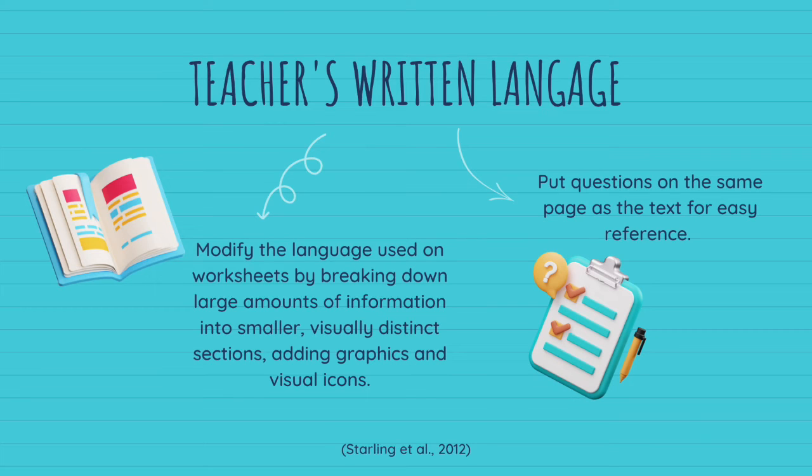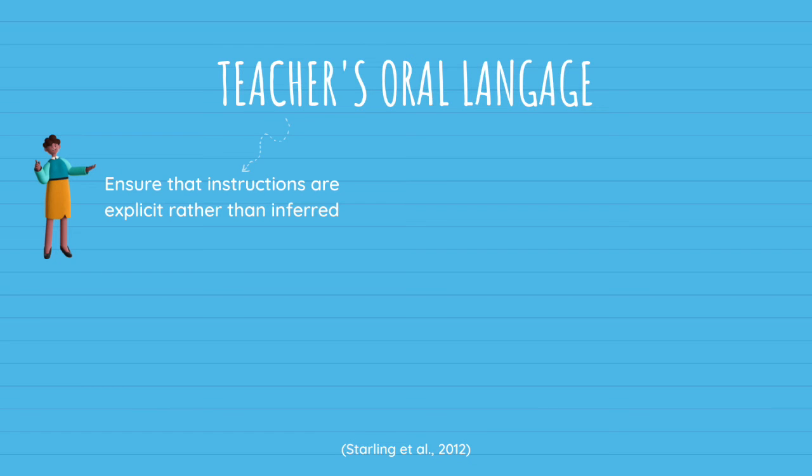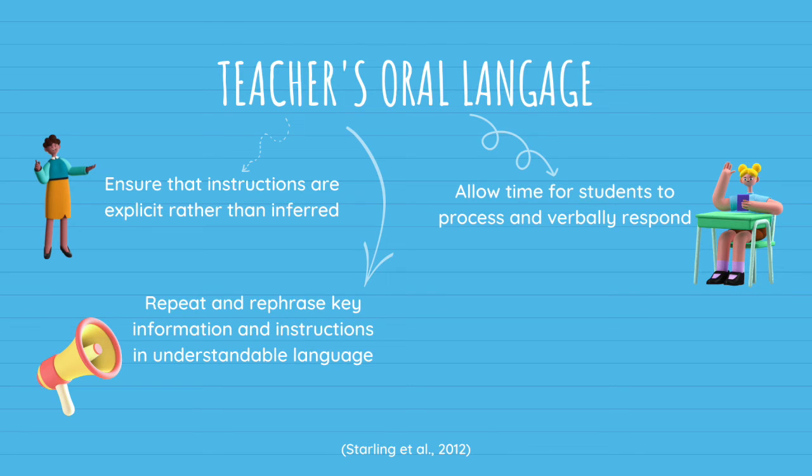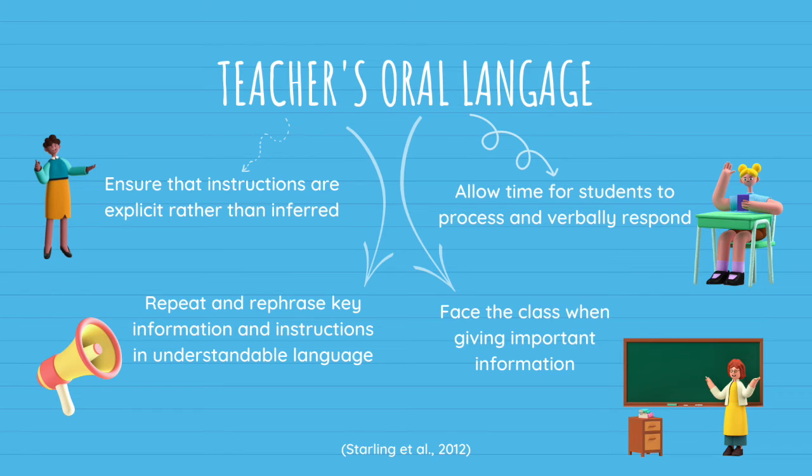Or they can put questions on the same page as the text for easy reference for the students. In teacher's oral language, a teacher can ensure that instructions are explicit rather than inferred, or allow time for students to process and verbally respond to any questions. They should repeat and rephrase key information and instructions in an understandable language to ensure student comprehension, and face the class when giving important instructions. Sometimes that visual connection between the students and the teacher helps.